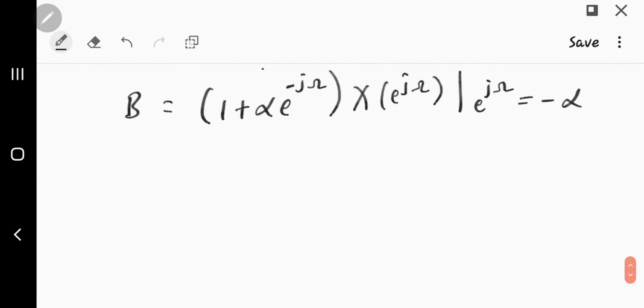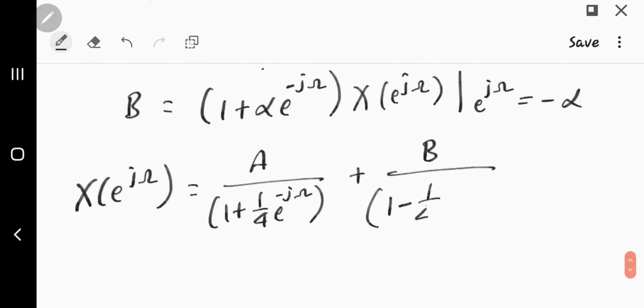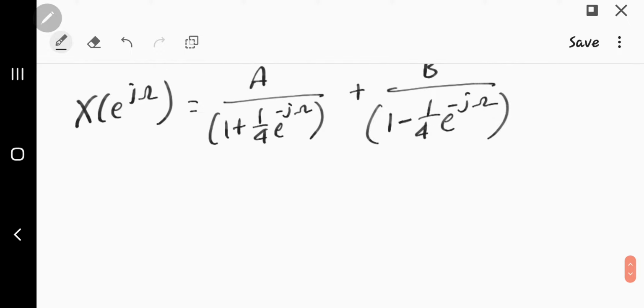Now first I will express this, X of e^jω is equal to A divided by 1 plus 1/4 e^(-jω) plus B divided by 1 minus 1/4 e^(-jω). You can use any alphabets. Here I'm using A and B. You can use A1, A2 or B1, B2, K1, K2, C1, C2, anything, it's up to you. So now we have to find the values of A and B.